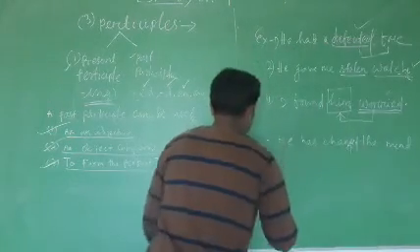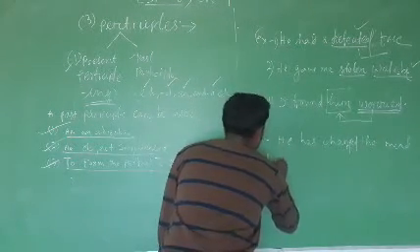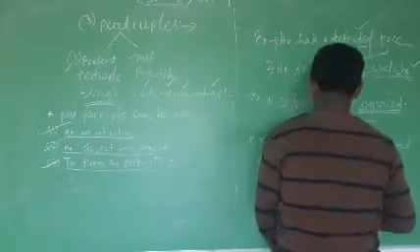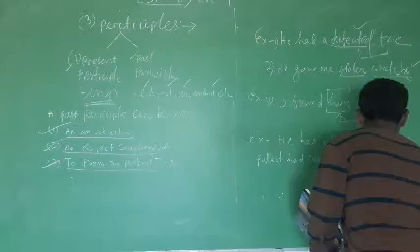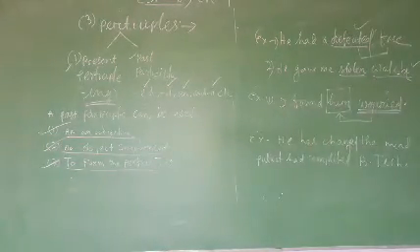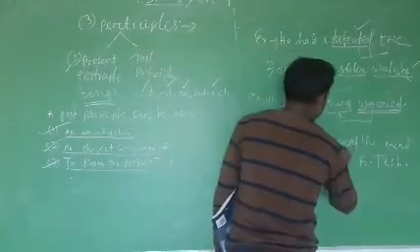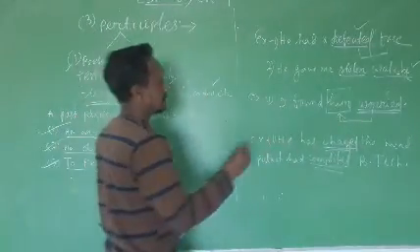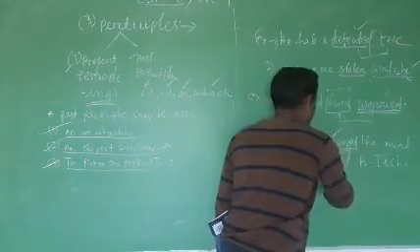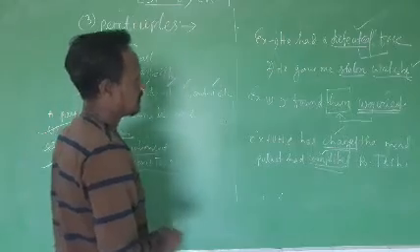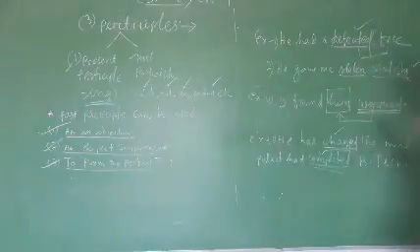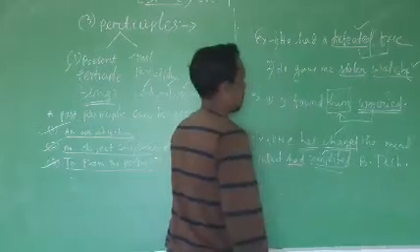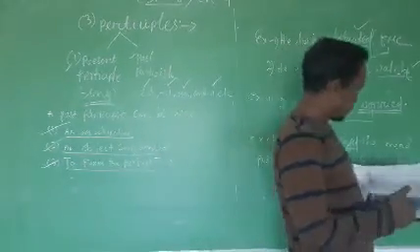Pulkit had completed B.Tech. B.Tech is a degree. Now look at the two sentences. In the first sentence, changed, and here, completed, these are past participles, changed and completed. But these are used to form the perfect tense, because has and had are used here.